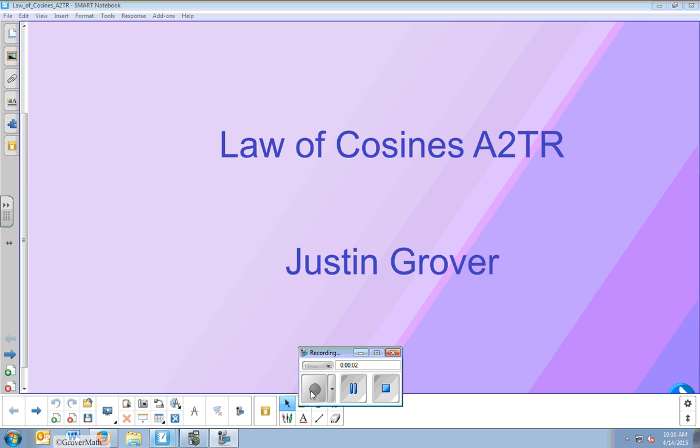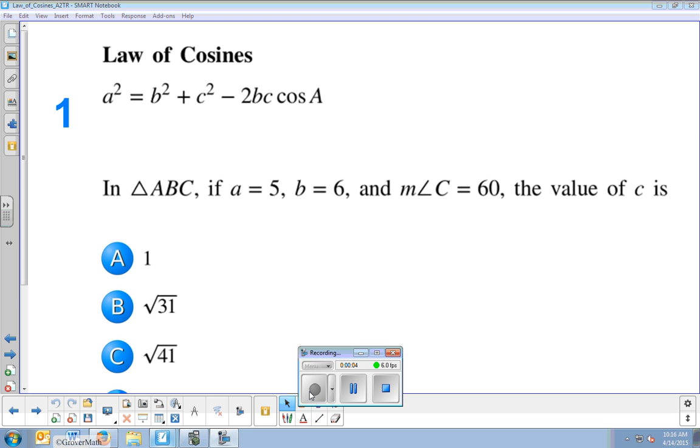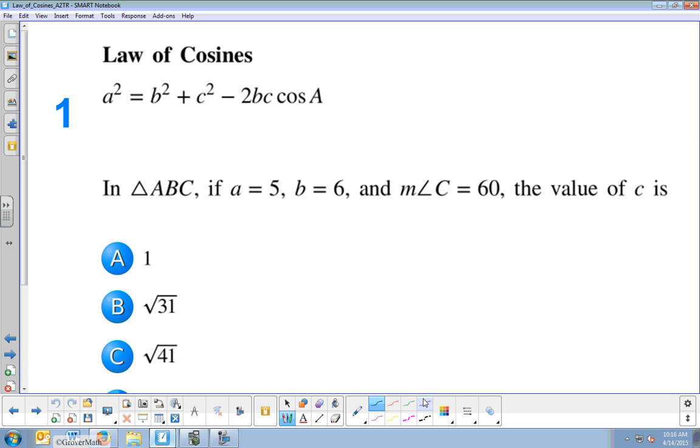Law of cosines, Algebra 2 trigonometry regions. So law of cosines is our third and final trig formula.